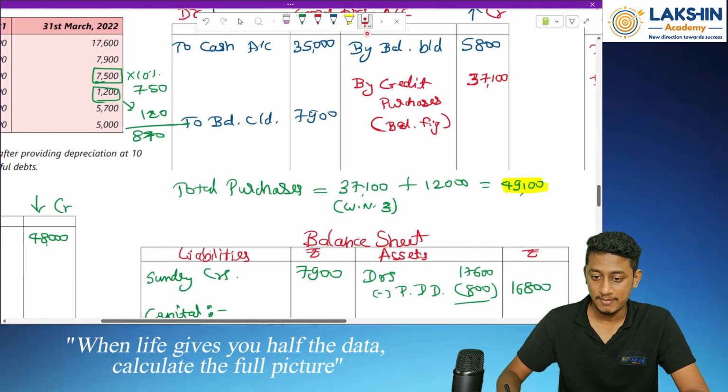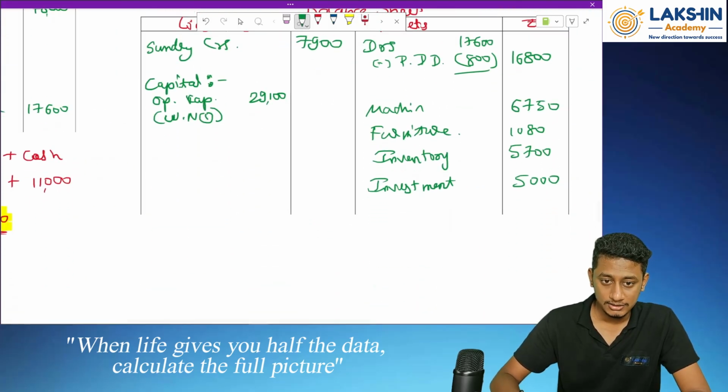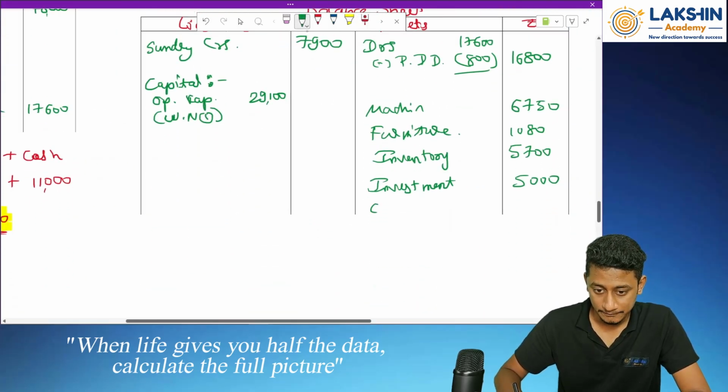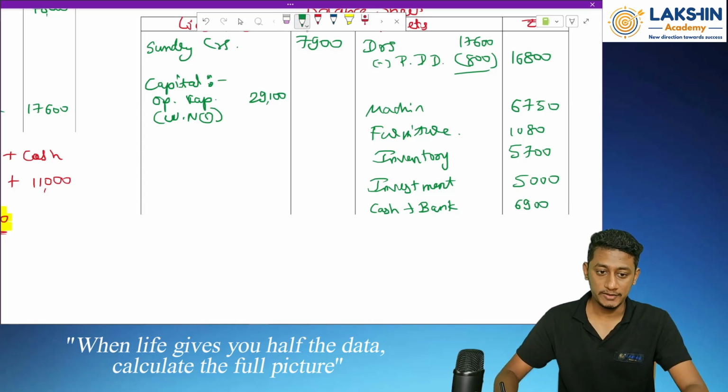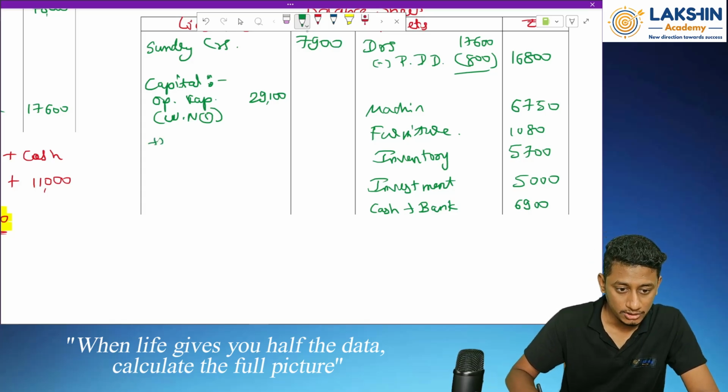6,900. Cash at bank and cash in hand. Cash plus bank 6,900. Just a minute. 6,900 is the total value. I have clubbed both of them. Okay. Then we have what?